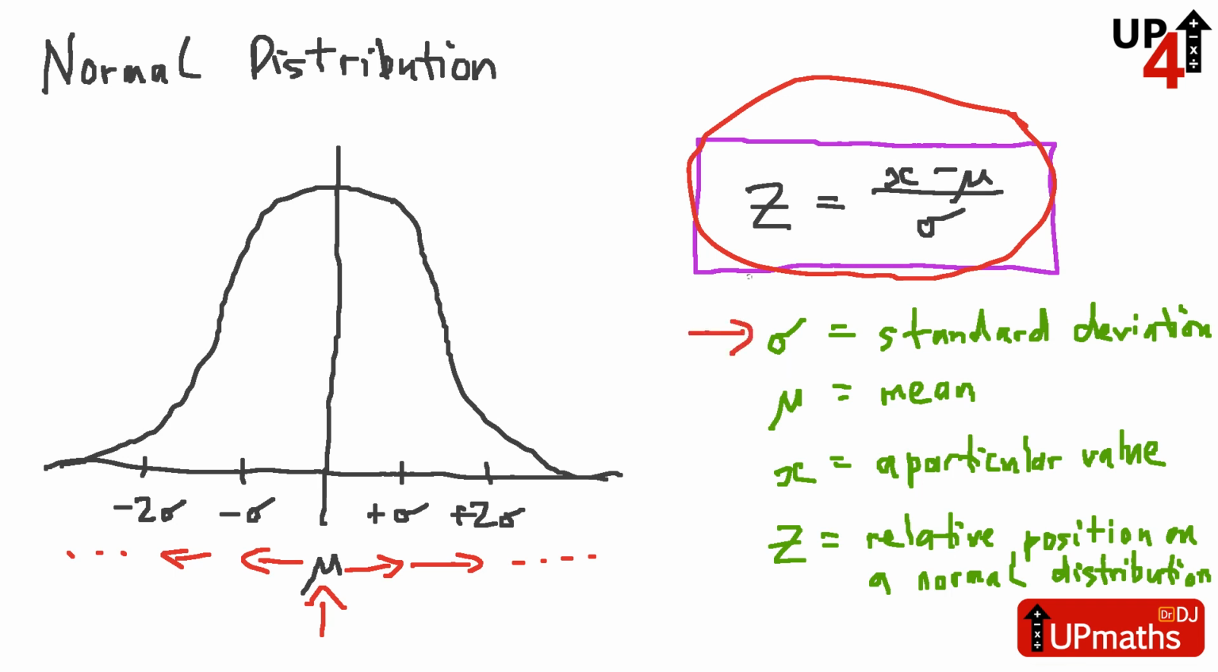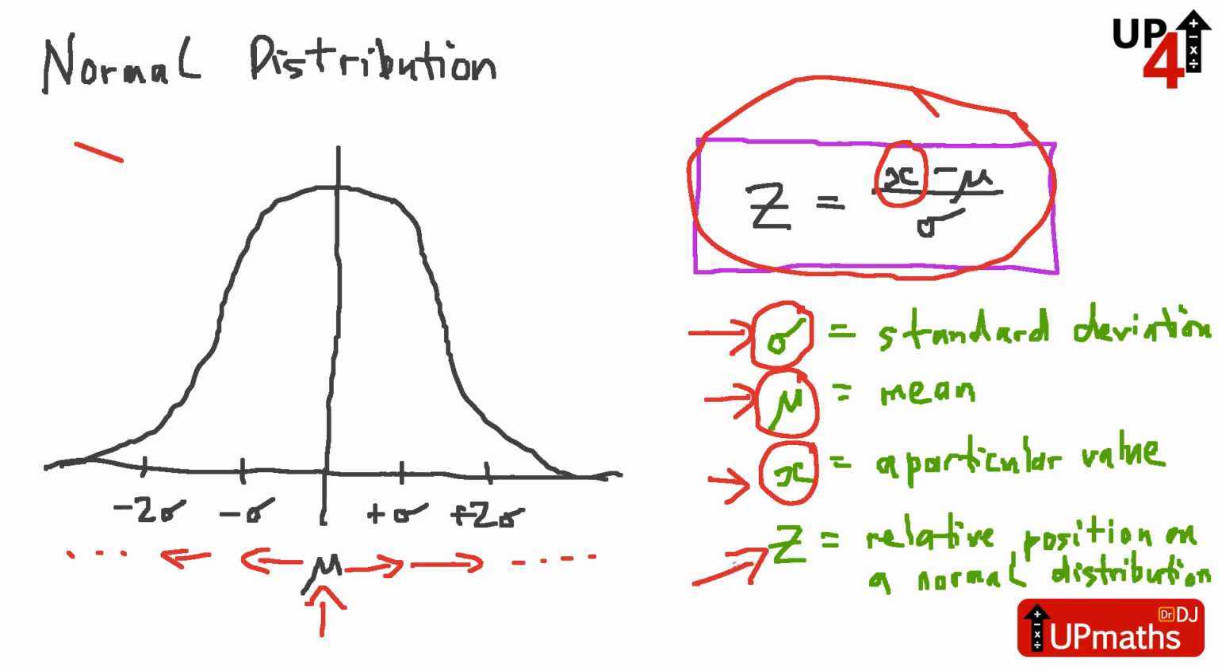you can then use this equation up here. Mu is the standard deviation, which you can find from the question. I just said that wrong. I meant sigma. Right, that's sigma. Sigma is the standard deviation, which you can get from the question. Mu is the mean, which you can calculate or get from the question. X is just a particular value that you've been told. And as long as you put those in, then Z will be the relative position on a normal distribution.